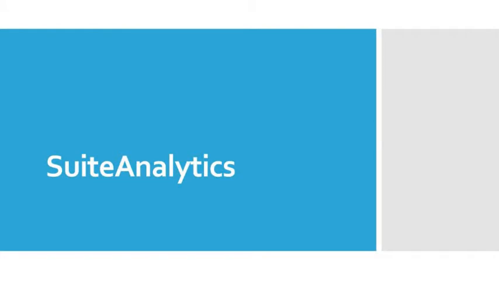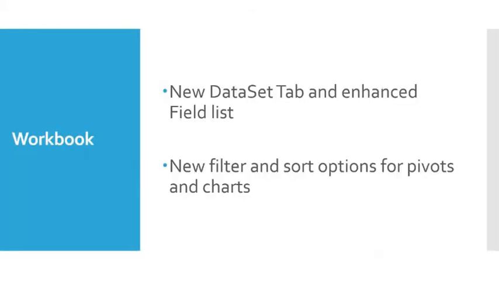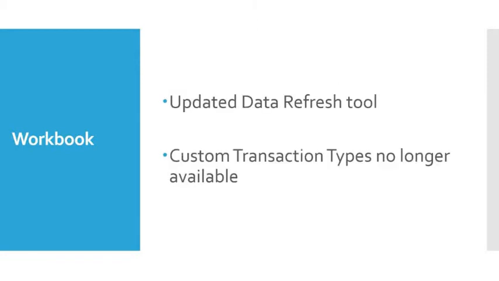In addition to the many new standard workbooks available, SuiteAnalytics has received a couple of updates. First, the Criteria and Data tabs have been combined into the Dataset tab. You also now have access to filter and sort options for pivots and charts. Additionally, the Data Refresh tool has been updated. As a note, custom transaction types are no longer available for use in SuiteAnalytics Workbook. Let's jump back into NetSuite and I'll show you these updates.